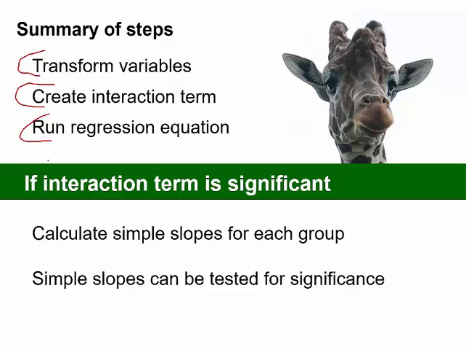But if the interaction term is significant, then we can probe that interaction and calculate our simple slopes for each group to see which group has a steeper slope and which group has a weaker slope, and exactly what the slopes are for each group. And then we can also test those slopes for significance as well. And that is the end of Unit 9.